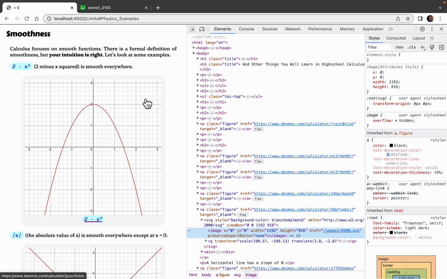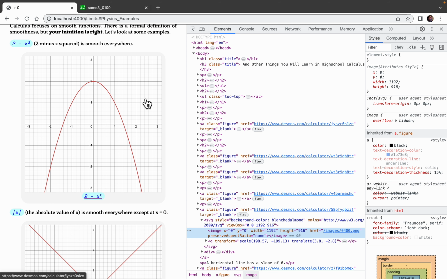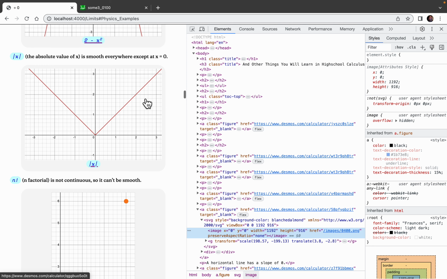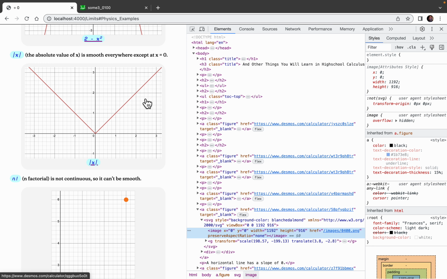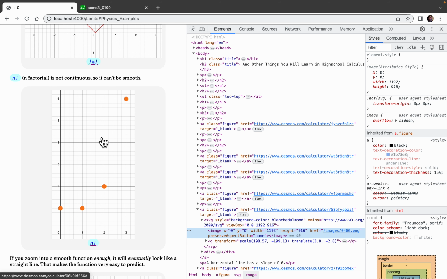Calculus focuses on smooth functions. There is a formal definition of smoothness, but your intuition is right. Let's look at some examples. 2 minus x squared is smooth everywhere. The absolute value of x is smooth everywhere except at x equals 0. N factorial is not continuous, so it can't be smooth.